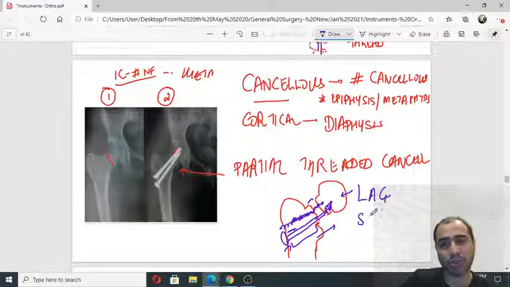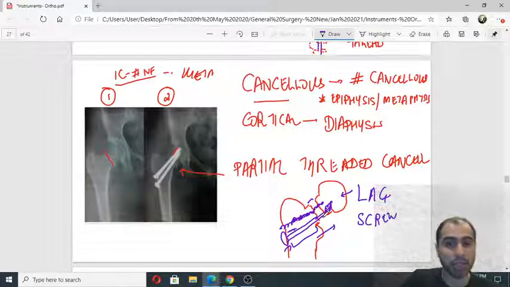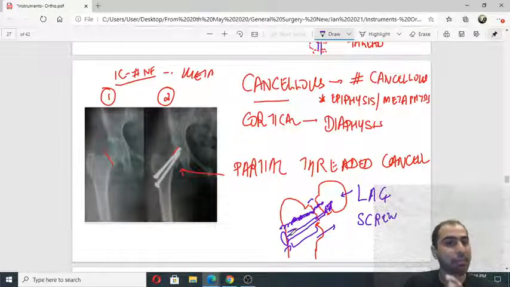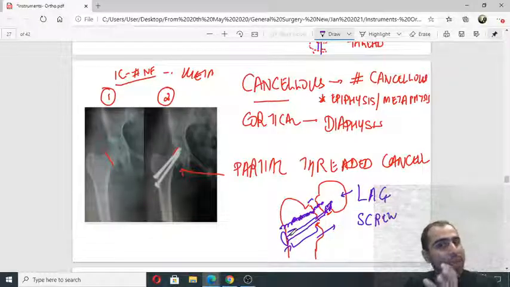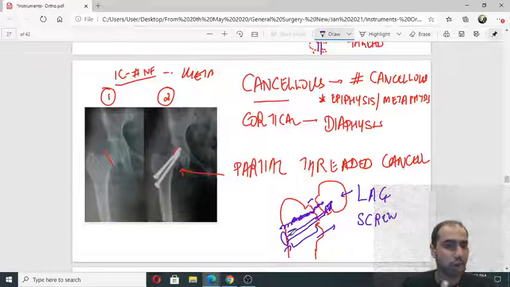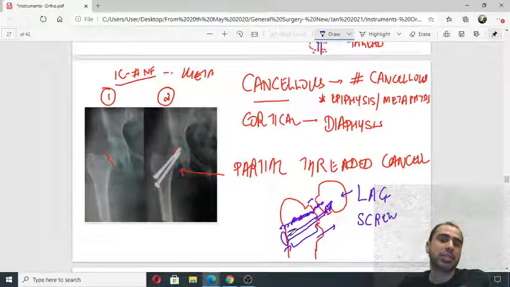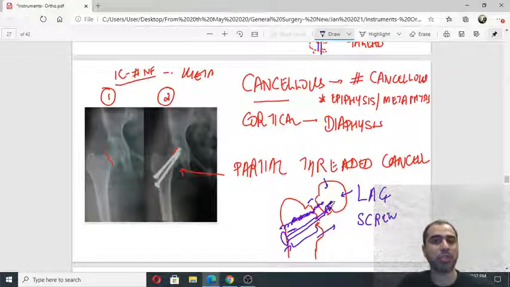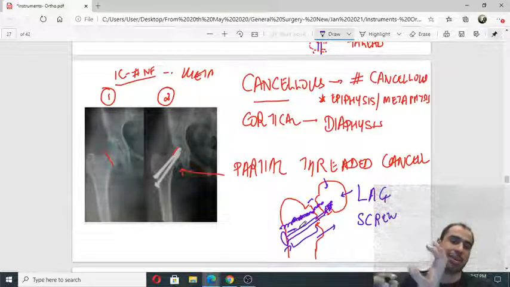It's called a lag screw because the non-threaded part is lagging behind. The bone is lagging behind, but because it is unthreaded, that means it's not fixed to the bone. It will allow me to push the bone more inside. This bone will not move because the screw's threads have gone into it, but this bone will move forward. Better compression.